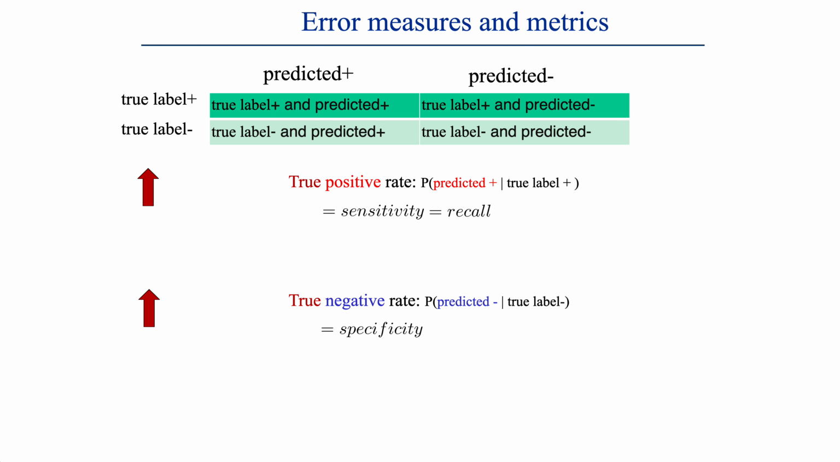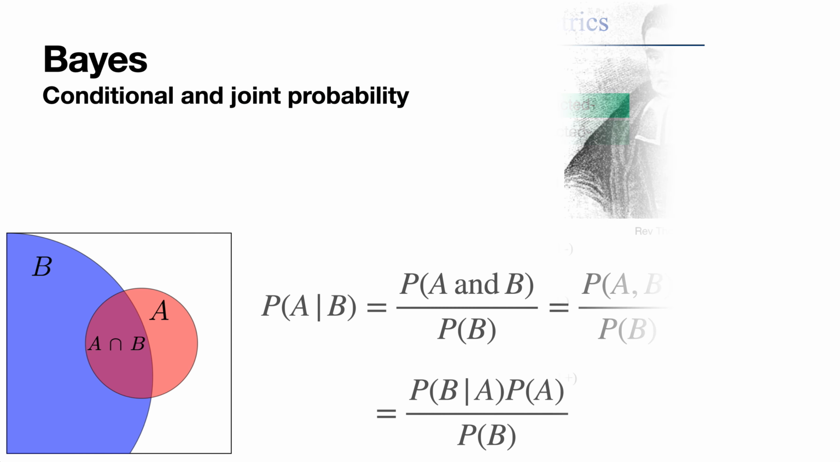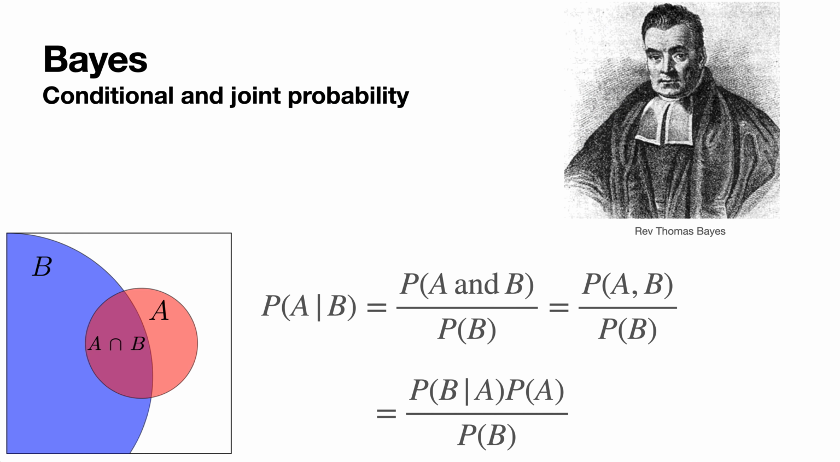All right, so we want those to be high. And our error types, false positives and false negatives, are going to be similarly able to be talked about as probability of getting a positive label given that the true label is negative, and vice versa for the false negatives. We want those low. Okay, all of this stems from our friend, the Reverend Thomas Bayes, who spent his life counting things and therefore figured out some axioms of probability for us.